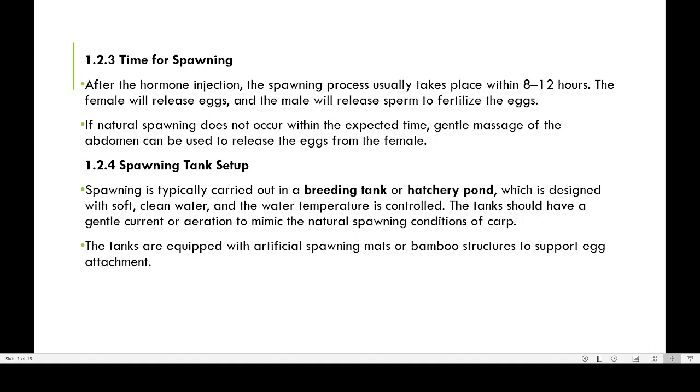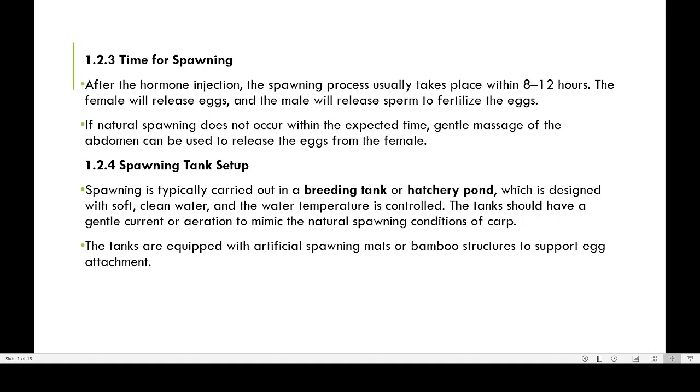The tank should have a gentle current or aeration to mimic the natural spawning condition of the carp. Because normally during monsoon time there will be heavy rain and the water in the pond will be always moving. Right now when the rainfall is there, there is some movement in the water. So we have to stimulate that water movement. When we are not using it, water will remain stagnant. There is no movement in the water. That will not facilitate the spawning process. So there should be some water movement.